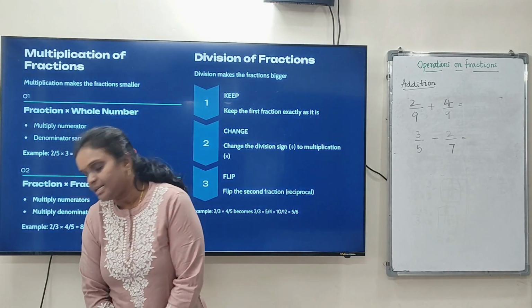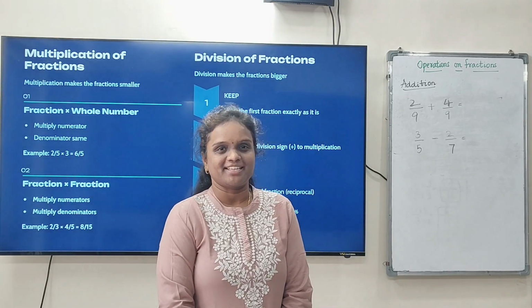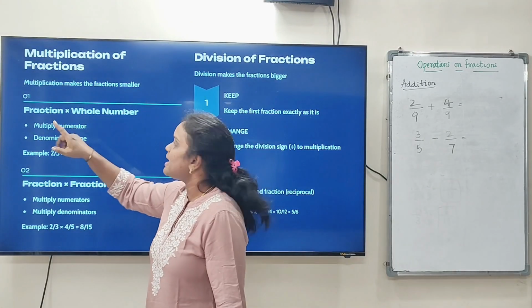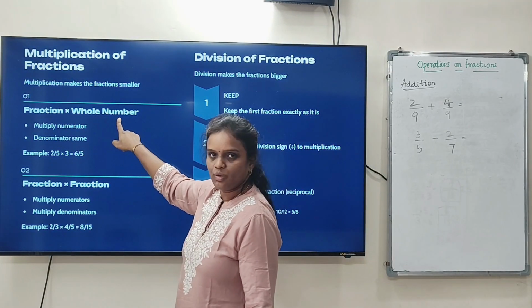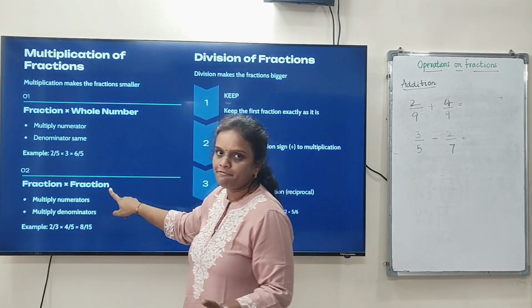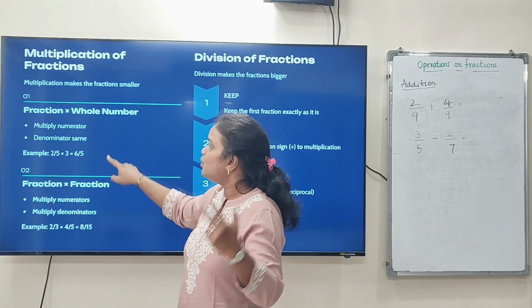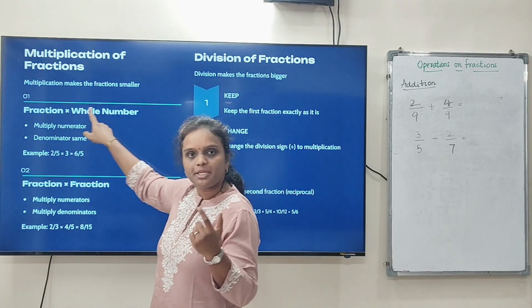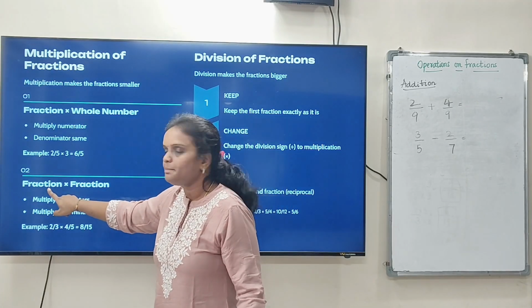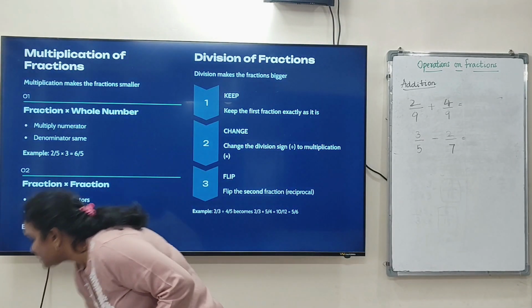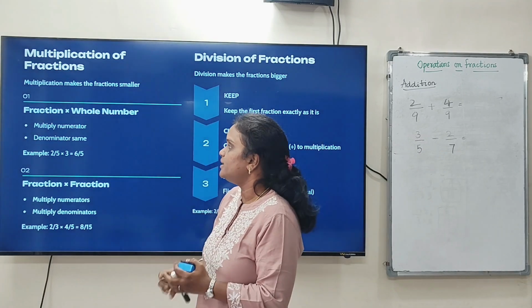Yes. Let's see how the fractions play this math trick. What is multiplication of fractions doing? The first part is fraction multiplied by whole number, and the second is fraction multiplied by fraction. I have divided the multiplication of fractions into two parts, where the first one is a fraction multiplied by a whole number, and the second part is a fraction multiplied by a fraction. Let's go to the first part. Fraction is multiplied by whole number.